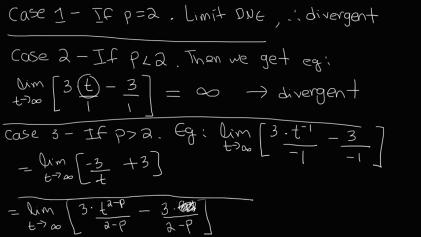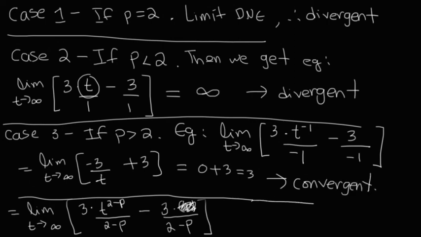I'm just going to cut this part up. Okay, and now if you put infinity into the denominator, you're going to get -3 over a huge number, which is a small number, close to 0. And here you're going to get 0 plus 3 equals 3. So in this case, you could say that it is convergent.